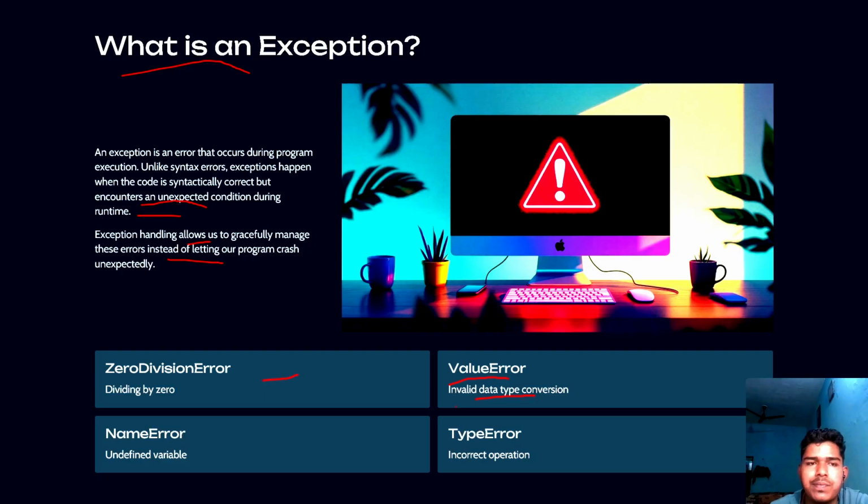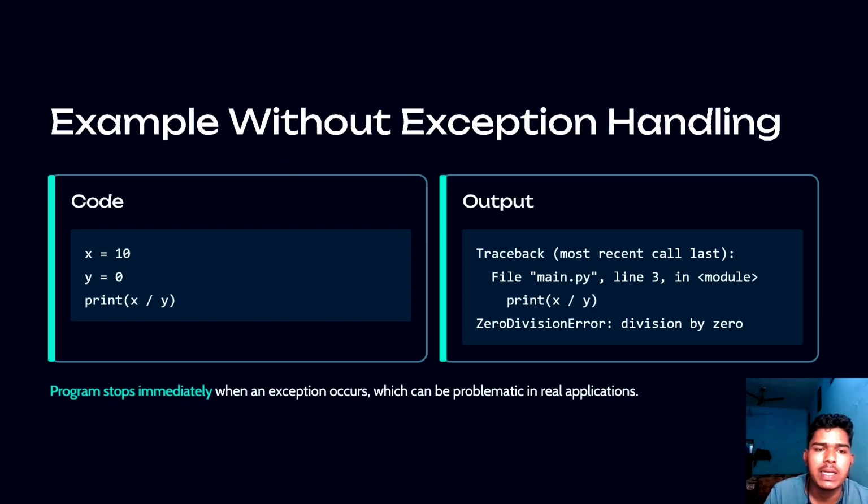For example, the code: x = 10, y = 0, print(x / y). Then we will get the output: Traceback (most recent call last), main.py, ZeroDivisionError. It means the program stops immediately when an exception occurs, which can be problematic in real applications. When any error occurs, the program stops immediately.